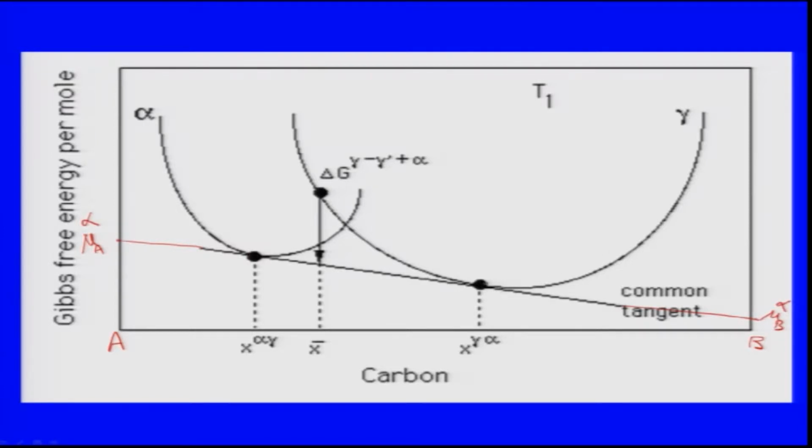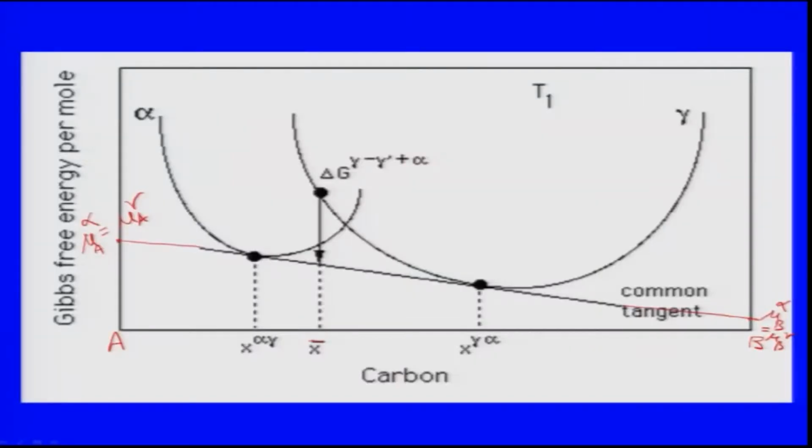Similarly, it is also passing through gamma common tangent. So, I should write mu A gamma, and they are equal because they are hitting this y axis at the same point. So, this is also mu B alpha is equal to mu B gamma. So, you can clearly see this condition what I have shown you earlier, this condition is graphically shown. So, therefore, this is the condition of stability of phases in a multi-component system, or in a more than one component system.